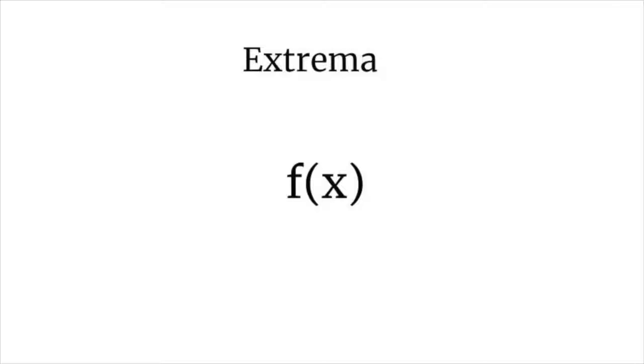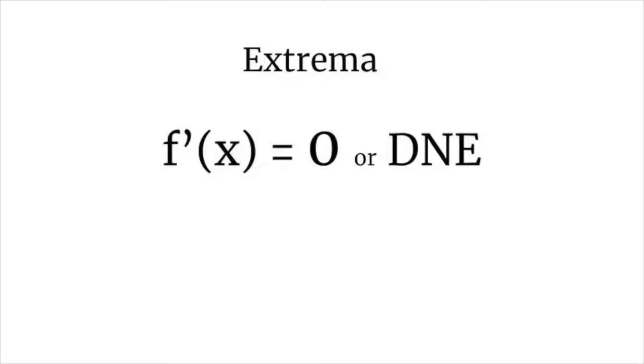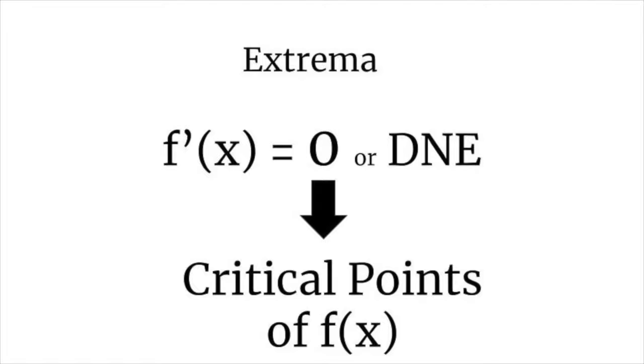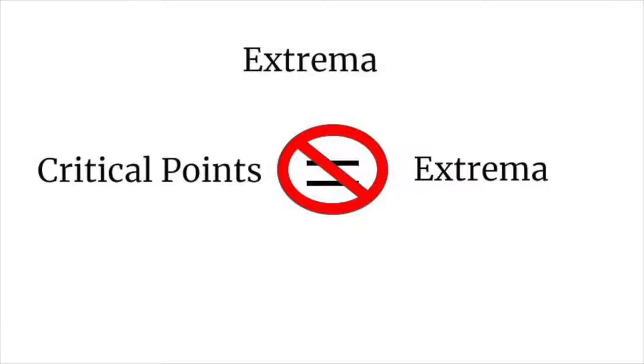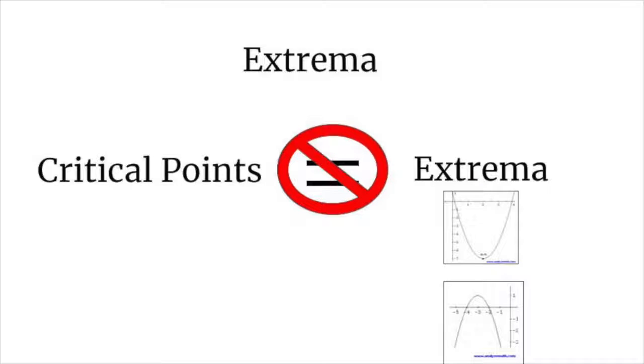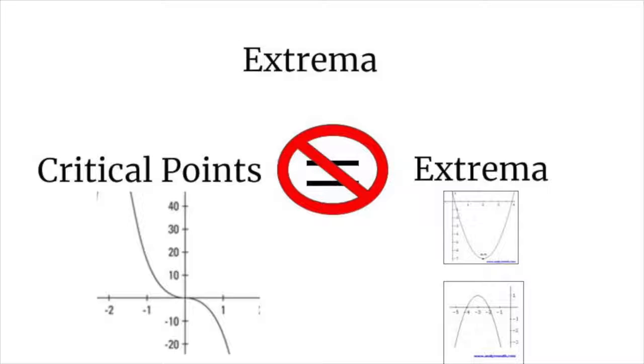To find the extrema, first we need to derive the function, then find the x values of the zeros and where the derivative does not exist. These points will give the critical points of the original function. However, critical points are not the same as extrema. Extrema are minimums and maximums, but critical points are any point where f'(x) has a zero slope or does not exist. This point is not an extrema because the left and right of the point is decreasing. We need another step to differentiate between extrema and critical points.